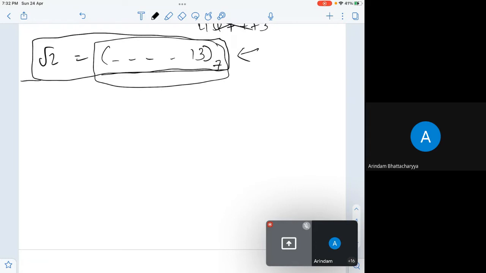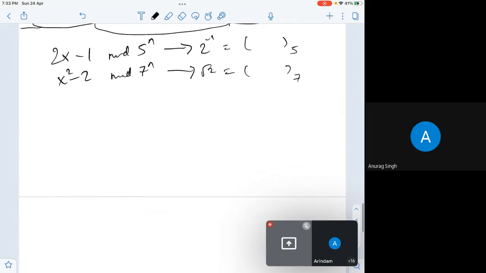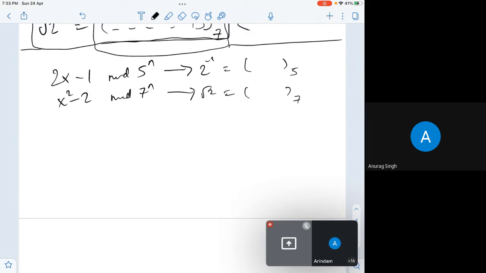So there are two things we did, right? We solved the first thing, 2x minus 1 mod 5, and then we solved x square minus 2 mod 5 power n, 7 power n. The solution to the first will be 2 inverse, and the solution to the second is root 2. So we found 2 inverse mod 5 and we also found root 2 mod 7. But surprisingly, integers arrive here in the irrational thing over here also.